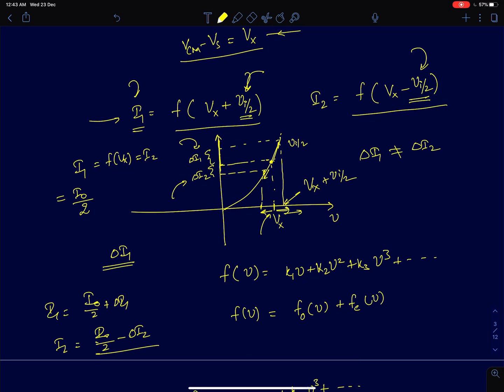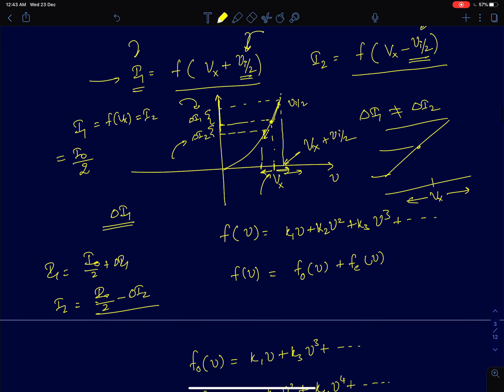But what we can see from this is that the nonlinear characteristic implies that delta I1 cannot be equal to delta I2. Had it been a linear characteristic, then if I move Vi by 2 in either direction, the change in the current would also be the same.